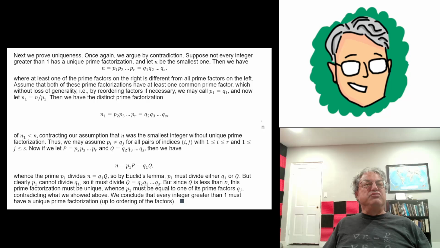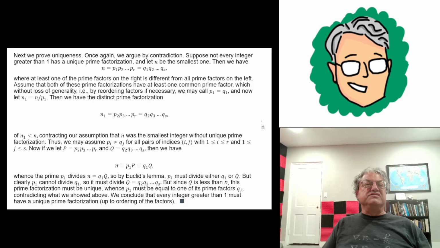First we have to prove one thing. We have to prove that each prime on the left side is different from each prime on the right side. And we're going to argue by contradiction. So let's first assume that at least one of these prime factors is the same on both sides. Say p1 equals q1. We can always assume that without loss of generality.